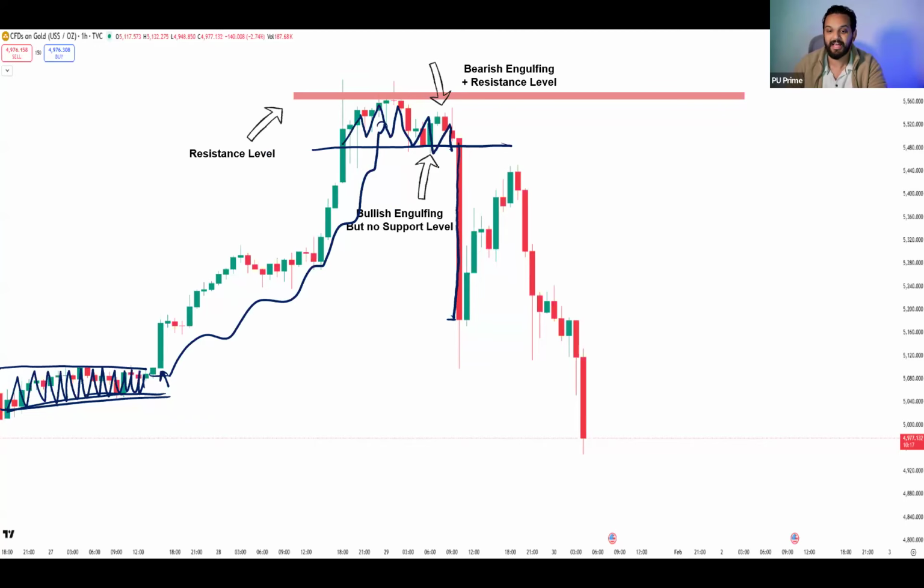Now, definitely, here is the trick, guys. If you would like to know where you should enter on this big candle, you should go to a lower time frame.